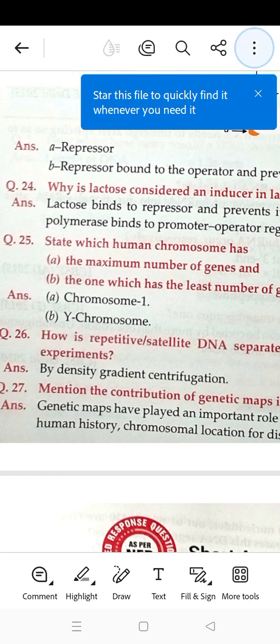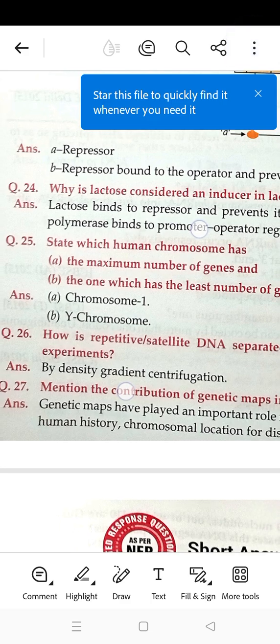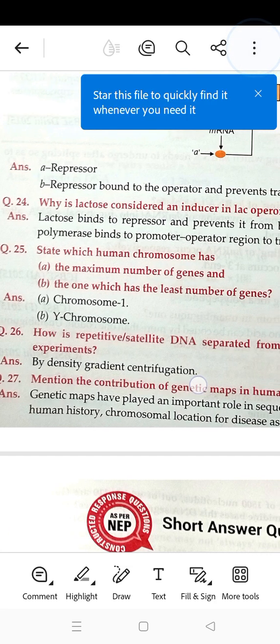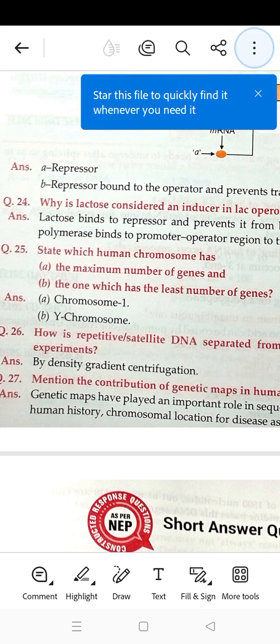Next, question number 25. State which human chromosome has A. the maximum number of genes and B. the least number of genes. So A is chromosome 1 and B is Y chromosome.